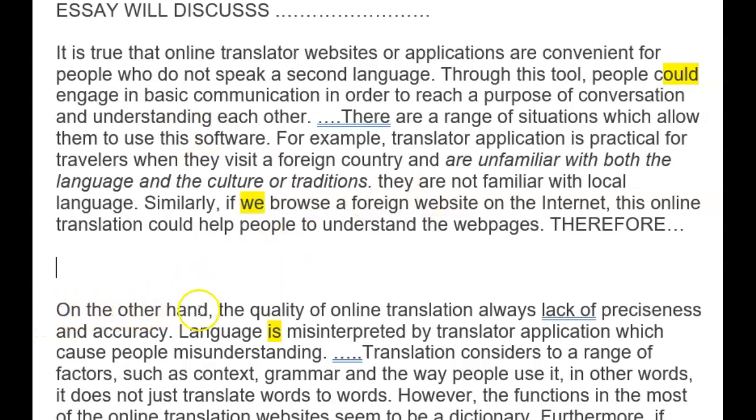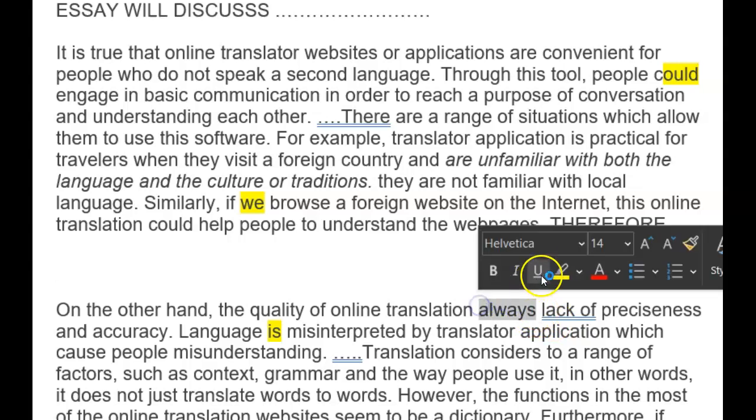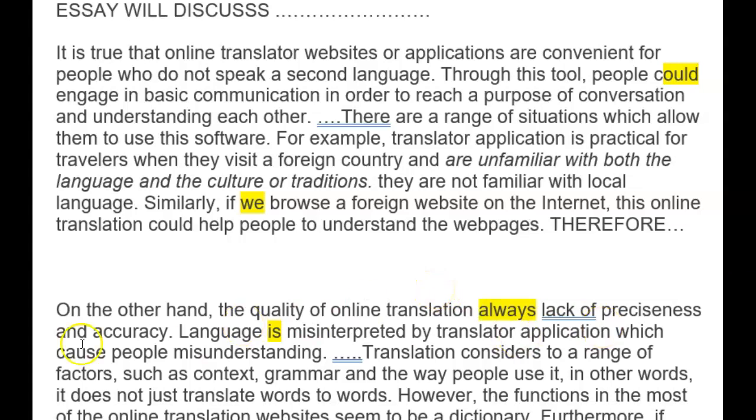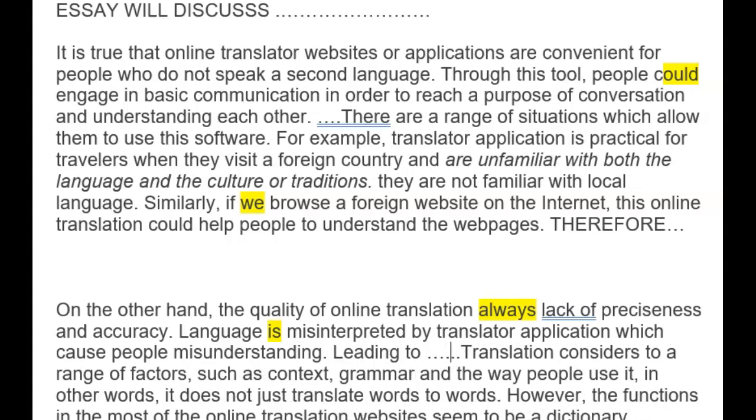On the other hand, or however, the quality of online translation may lack. Be careful putting always, because we don't really know that. I mean, you're right, but we should say may lack preciseness and accuracy. Very good. Language might be misinterpreted by the translation application, which could cause, so modal verbs here, just sort of possibility, cause misunderstanding. Yes, what would be the problem with this? Leading to something. Tell me what could go wrong if we misunderstand each other through the translation.